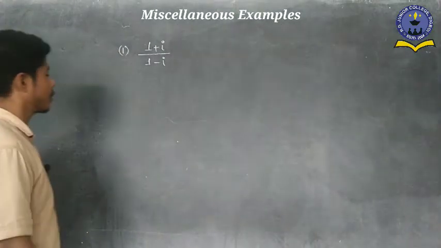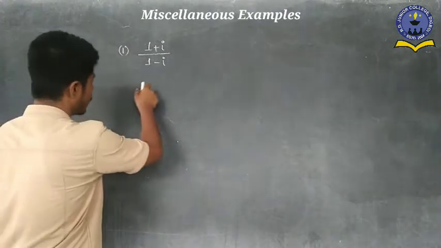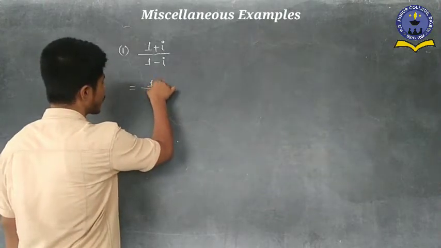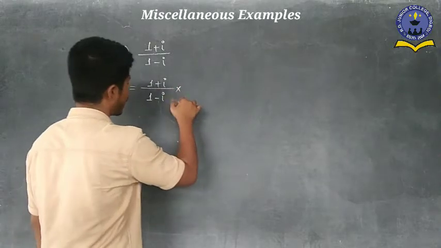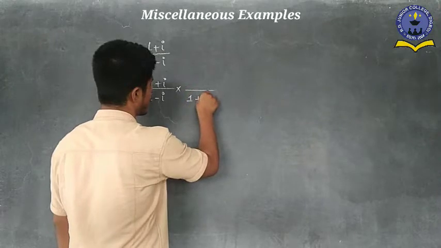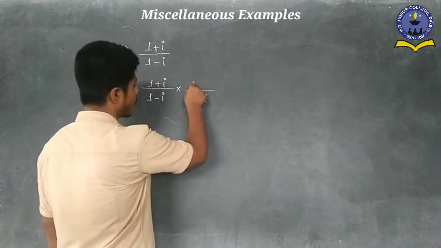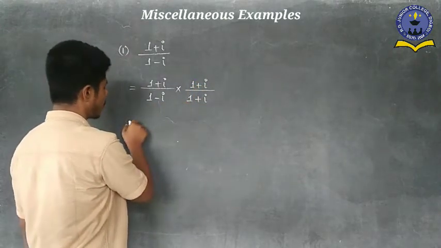To eliminate this i from the denominator, we have to multiply by its conjugate. The question is 1 plus i divided by 1 minus i. We multiply by the conjugate of 1 minus i, which is 1 plus i. To balance this, we have to multiply the numerator also. So here we get 1 plus i times 1 plus i.